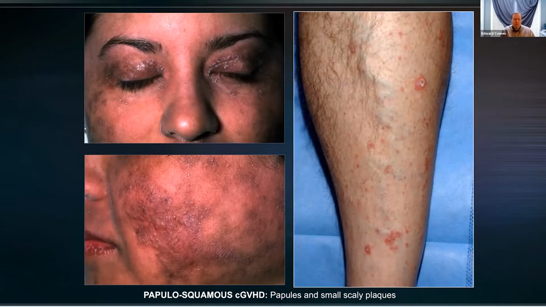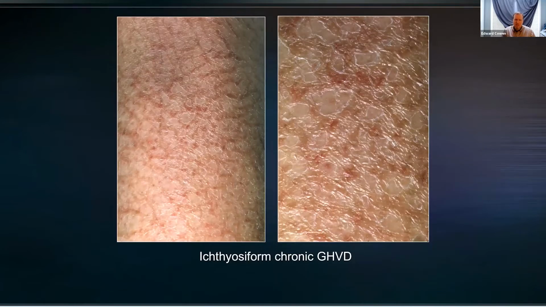Papulosquamous changes are changes that are considered not to be diagnostic. And so this can look like psoriasis and eczema. These are patients who have GvHD, but you would need to do a biopsy in order to confirm that's what you're dealing with. And this is called ichthyosiform chronic GvHD. And so in this case, you have what just looks like very dry skin, like you might see on the lower legs. And again, you would need to do a biopsy in order to make that diagnosis.